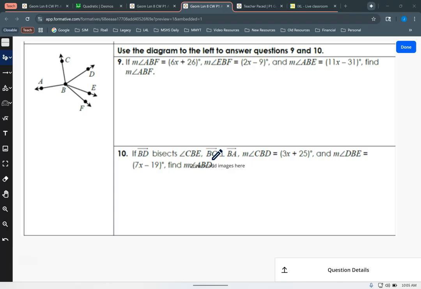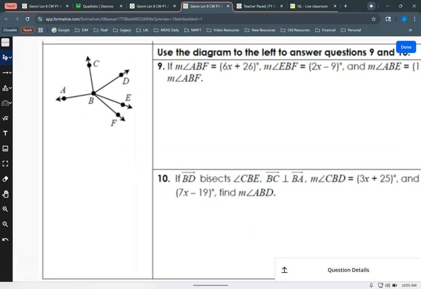But I want to talk about question number 10 just a little bit. So let's take a look at question number 10. Now question number 10 reads like this. If ray BD, find ray BD. Find it right now. Where's ray BD? Find it. If ray BD bisects angle CBE, find CBE.